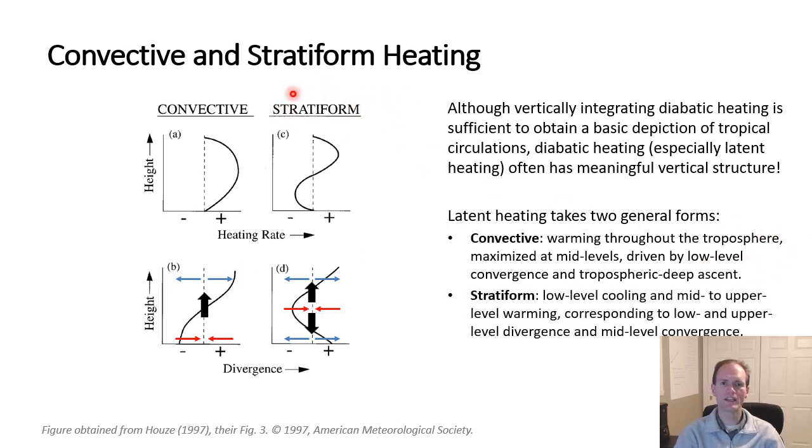Stratiform, however, takes on a somewhat different structure, and this is commonly associated with stratiform clouds, whereas convective is generally associated with deep moist convection or thunderstorms. So this is associated with low-level cooling, negative values here, so latent cooling, diabatic cooling, but warming in the middle to upper troposphere here, with zero sort of in the mid-troposphere. In association with this, we see low-level divergence, mid-level convergence, and upper-level divergence once again.